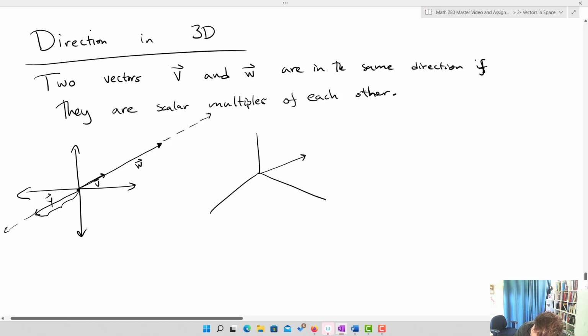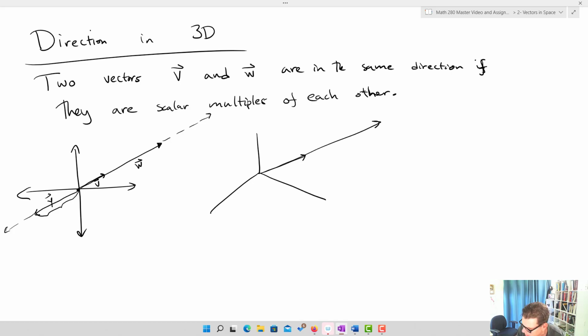So if we were working in 3 dimensions, and we imagine we've got this vector here, a scalar multiple of that vector would be in the same direction, it'd just be longer, or it might be shorter. Or the scalar multiple might actually be pointing in the exact opposite direction. So what does that look like algebraically?